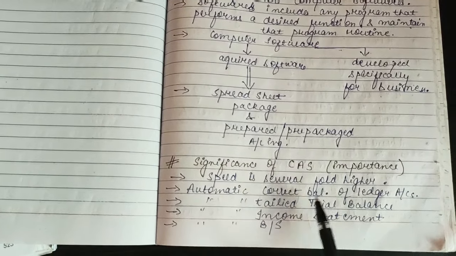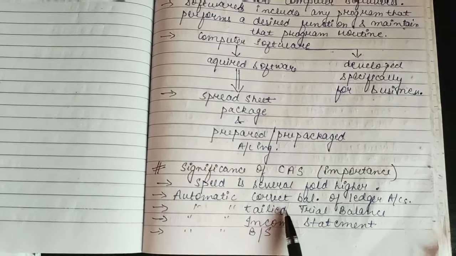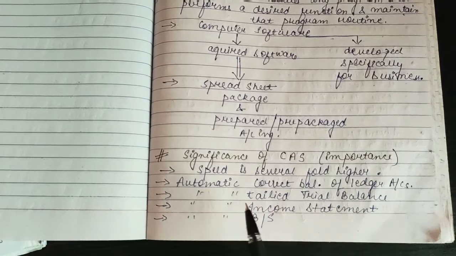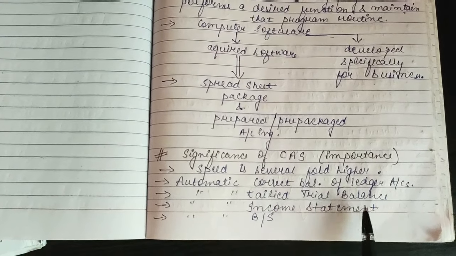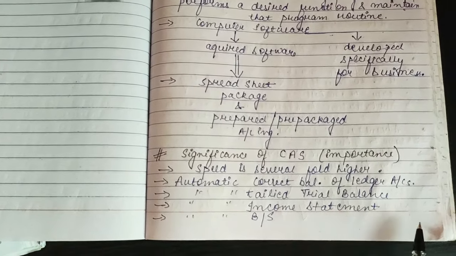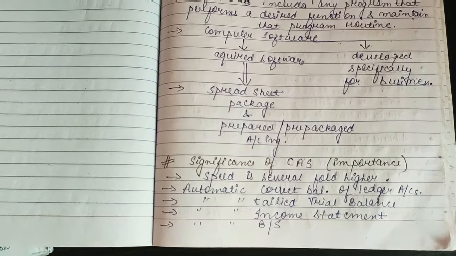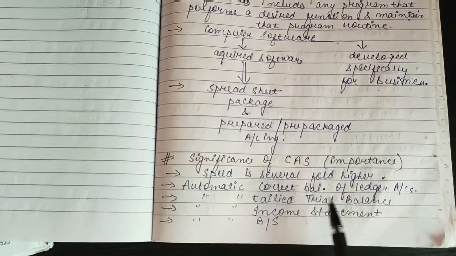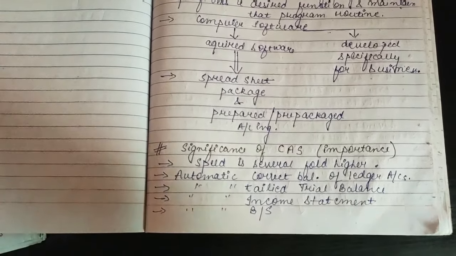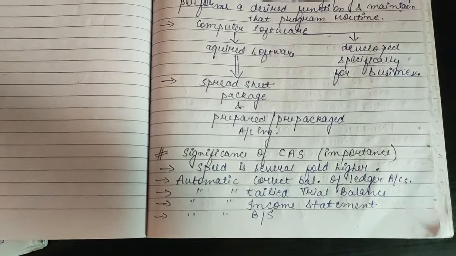Everything will be automatic. For example, automatic correct balancing of ledger accounts, automatic tally of trial balance, automatic income statement will be generated, and automatic balance sheet will also be generated. So these are some of the importance or significance of computerized accounting system.